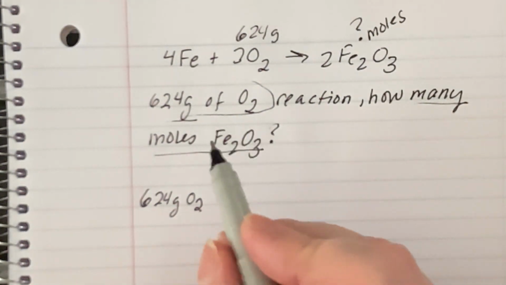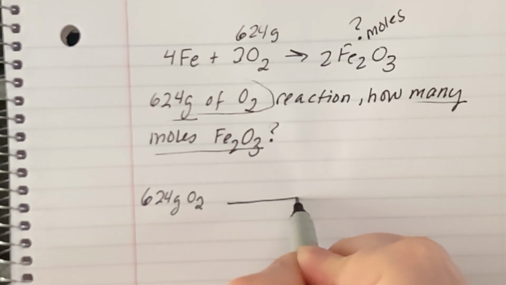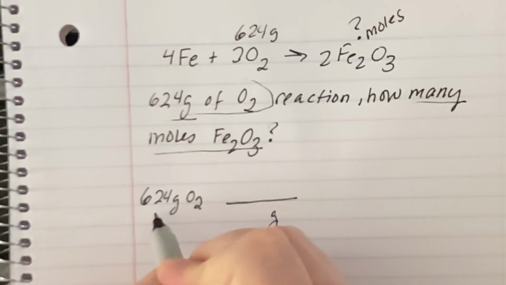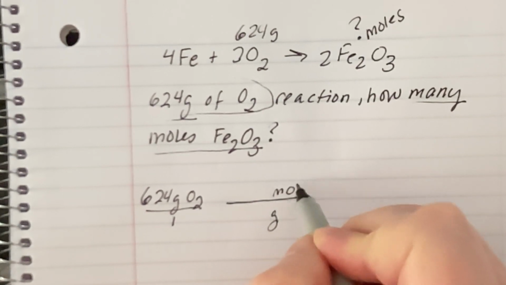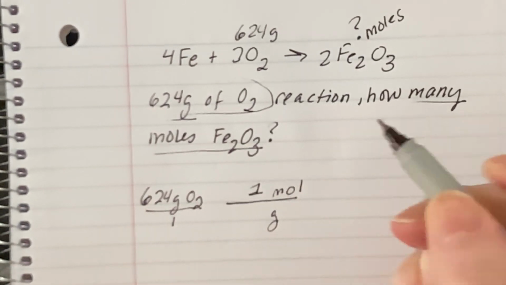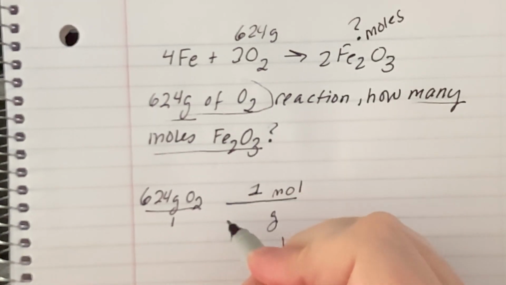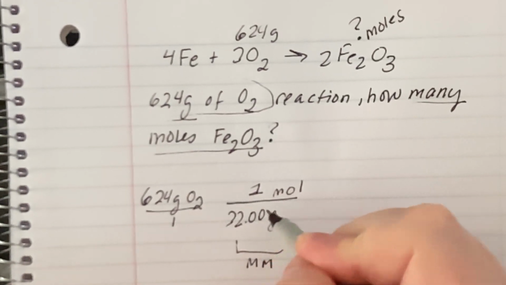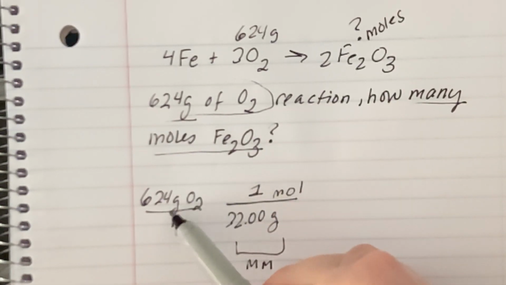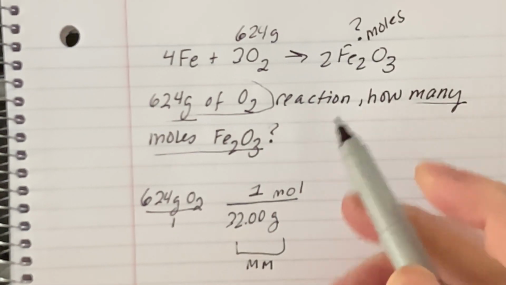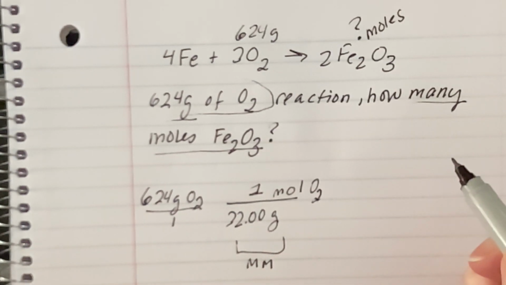So let's do it one step at a time. Right here, we're just going grams to moles. Okay, so grams is on the bottom because grams is on the top, and it's 1 mole because we're using molar mass. What is the molar mass of oxygen? It's 32.00. Okay, so if we stopped right here, we'd have moles of O2 as our answer.